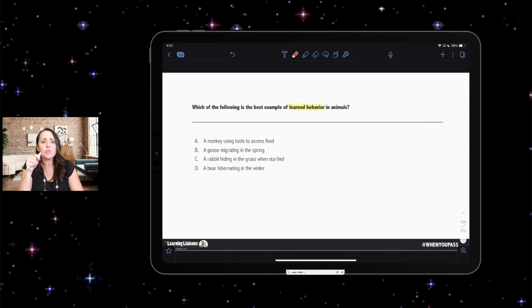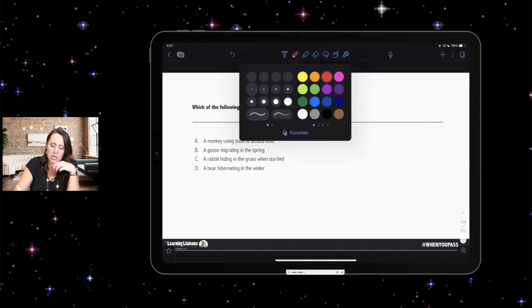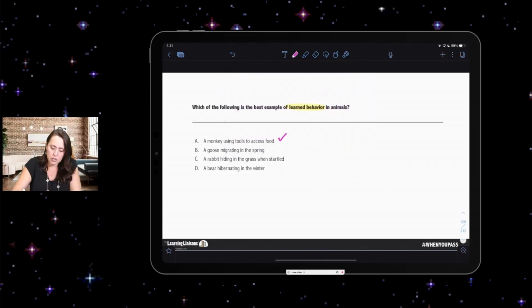So let's go through each one of these options and decide, is it learned or is it something they are given by way of genes from their parents? A monkey using tools to access food. Is that something they learn? That's a possibility. I want to write a little check mark right there. I might like that one. How about a goose migrating in the spring? Is that learned or is that something that's innate with them? That's a possibility. I don't know about that one. Let's move on to the next one.